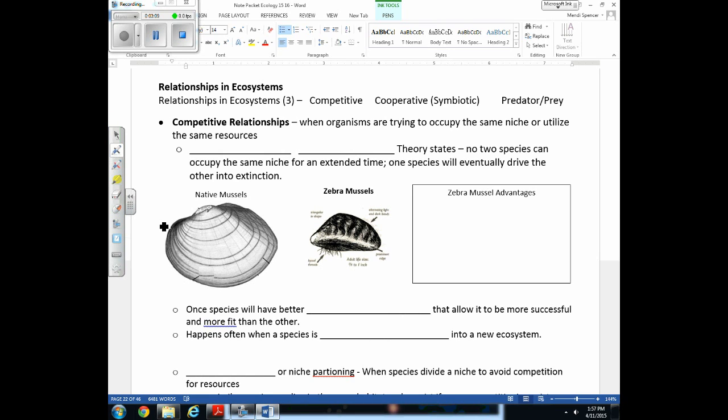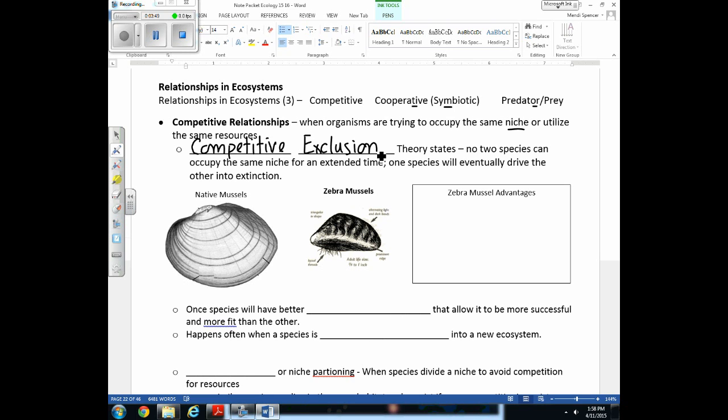Now we're going to get into the 3 different types of relationships. There's competitive, cooperative, which are sometimes called symbiotic, so you can use those terms interchangeably, and then that predator-prey relationship. So in a competitive relationship, organisms are trying to occupy the same niche, or they're trying to utilize the same resources. Now, the competitive exclusion theory states that no 2 species can occupy the same niche for an extended period of time. One species will eventually drive the other one to an extinction.